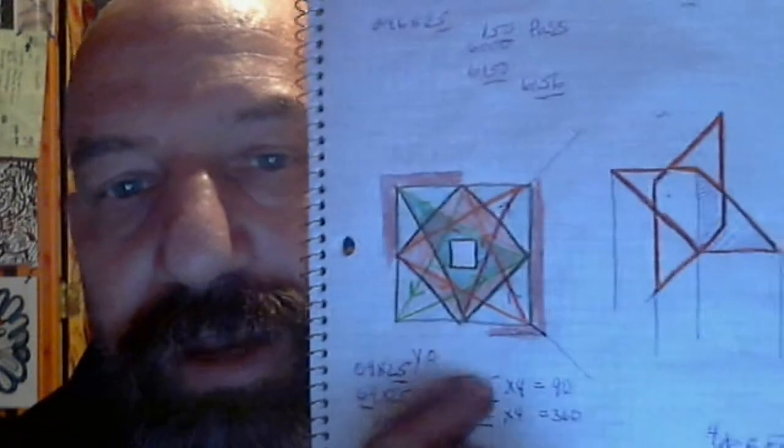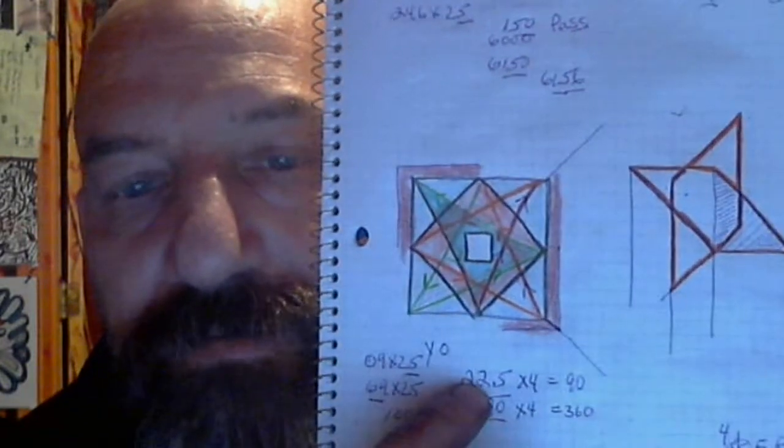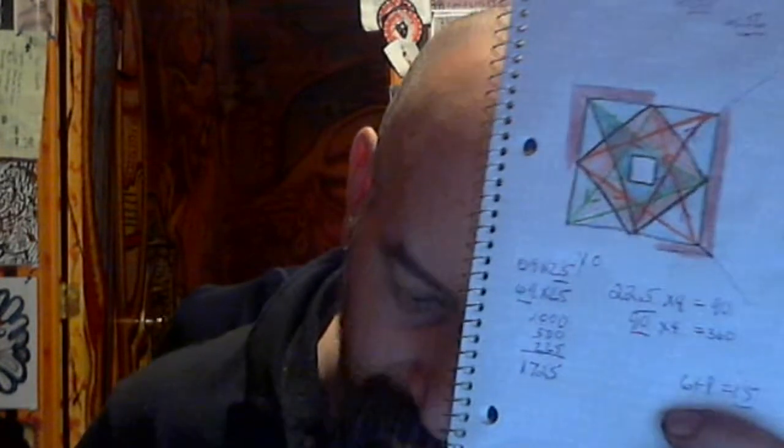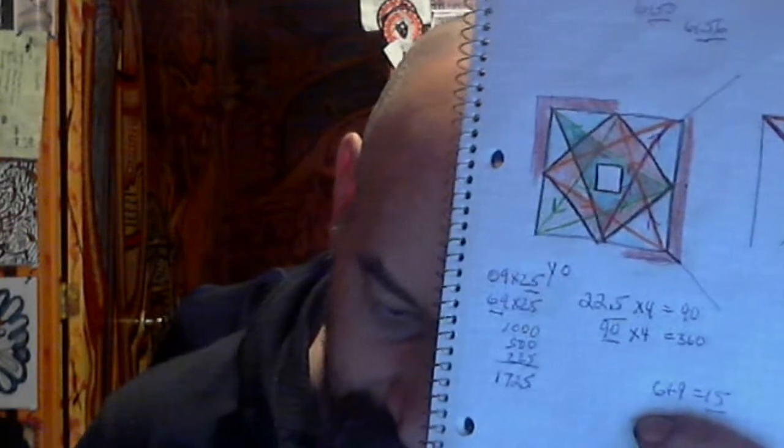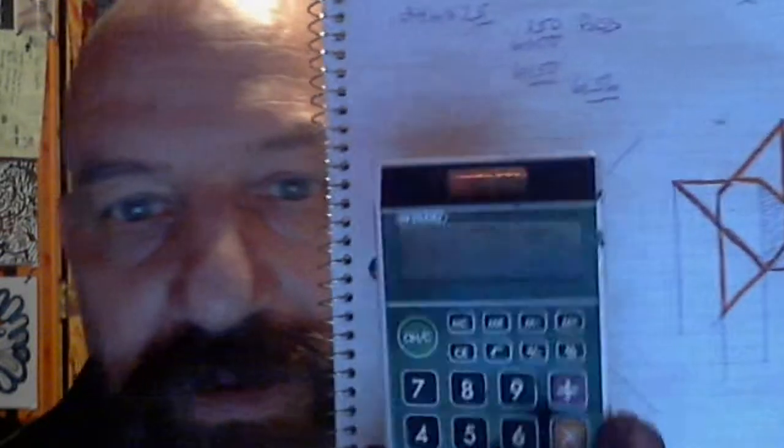This is the 45 angle. This is the 22.5, 6, 7, and 5. Can we divide that? 675 divided by 3.75 equals? Yes, that works out perfect.